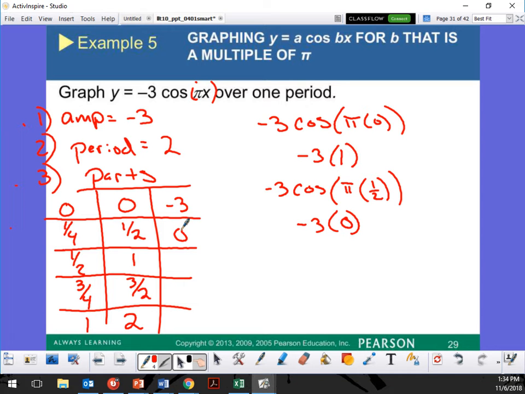Okay, keep going. So -3 cosine of pi times, the next one's going to be 1. Okay, 1 times pi. Pi, right? Okay, -3 cosine of pi. What is cosine at pi? -1. So -1 times the -3, so it's +3.